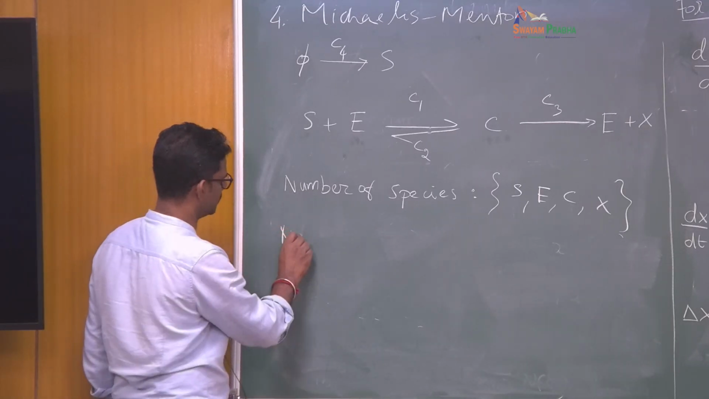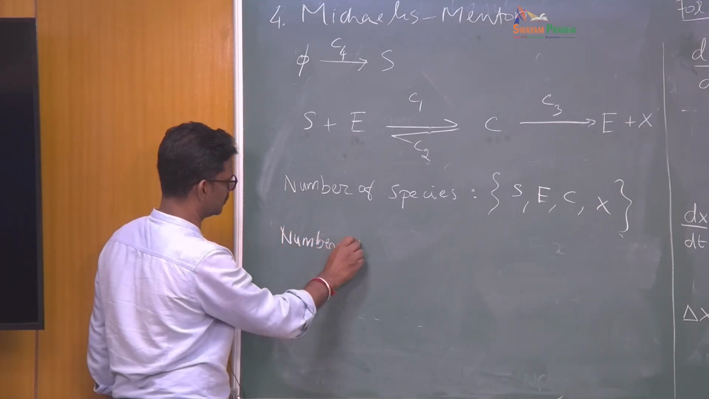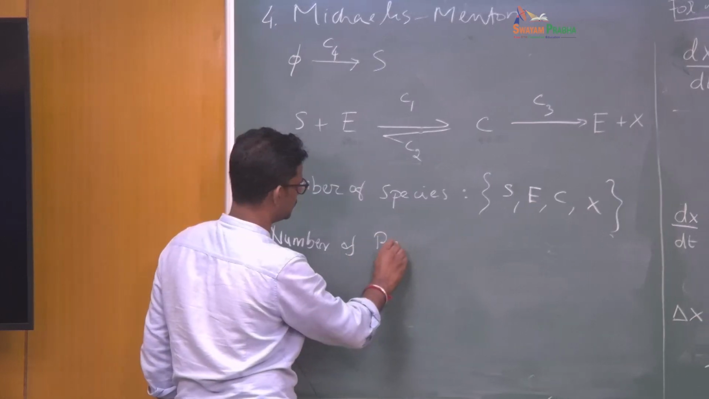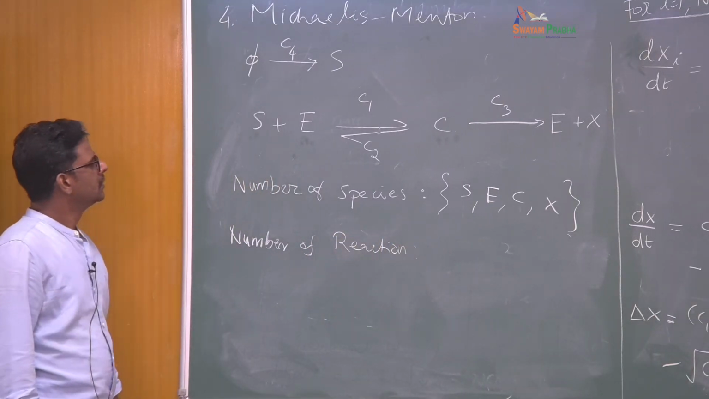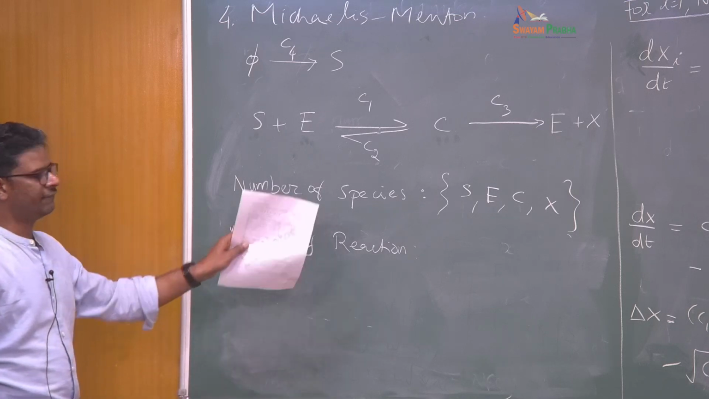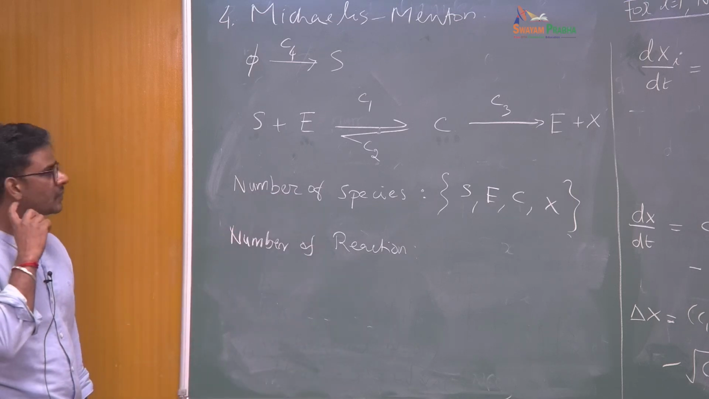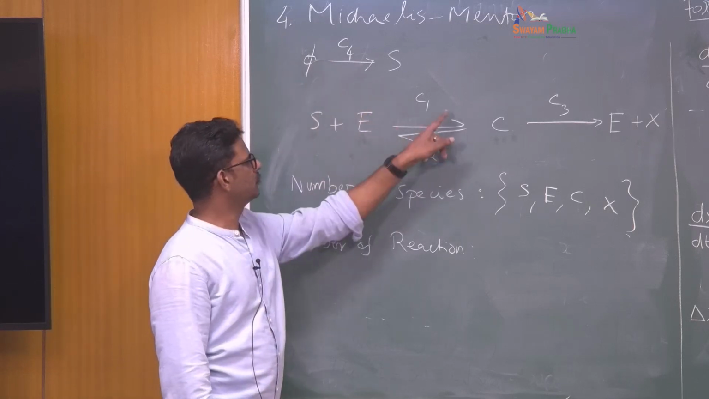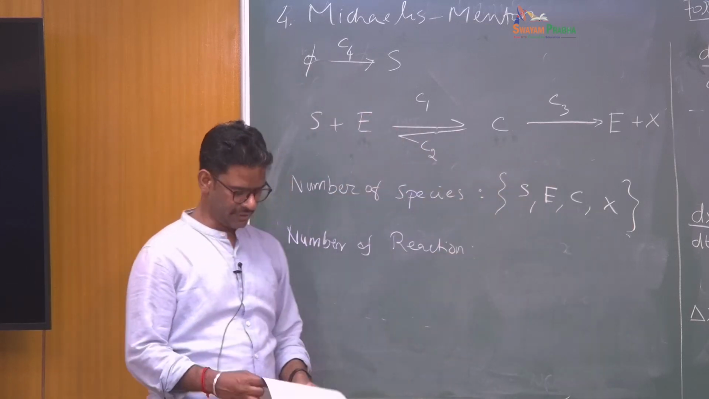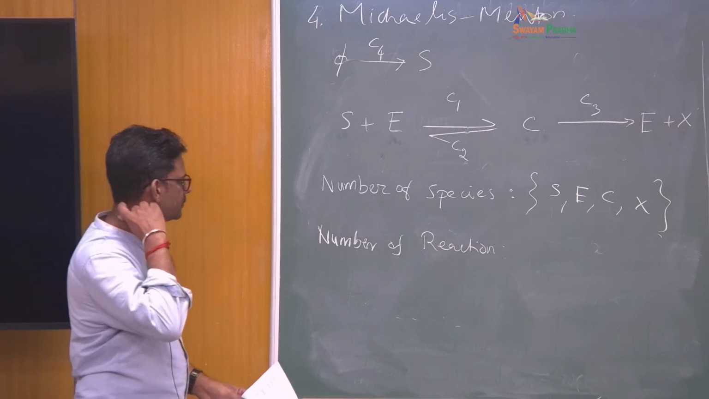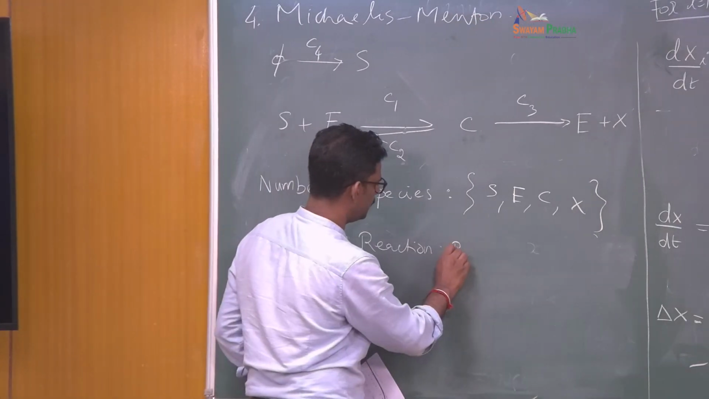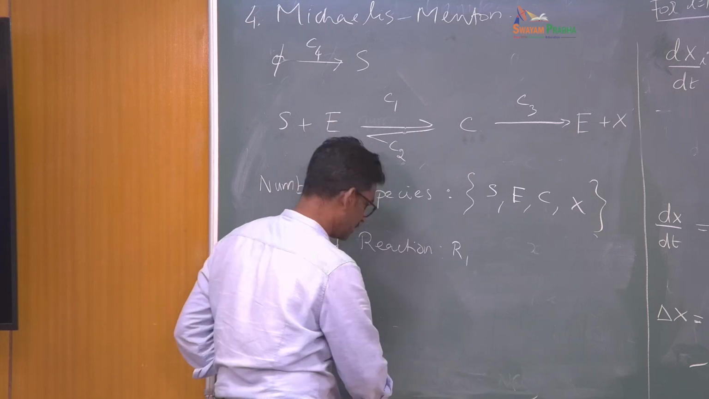And how many reactions? Number of reactions. We have 4 reactions, right? 1, 2, 3, 4. So we got 4 reactions and 4 species. So maybe I'll make it in the tabular form.